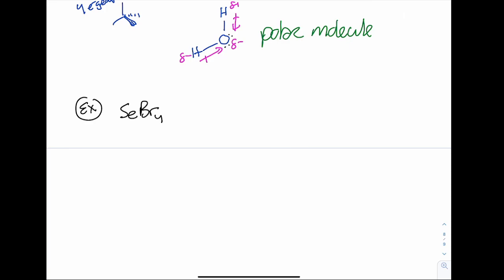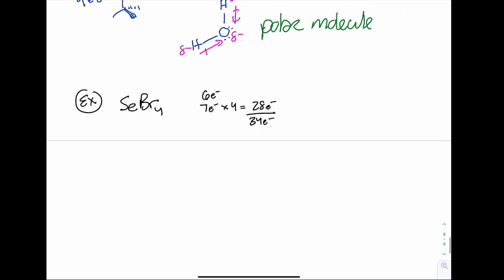Se is selenium. It's in group 6A, so that's how we're going to remember the number of valence electrons it has. Bromine is in 7A, so again, that's how we're going to remember it. Multiplied by 4 because there's 4 of them, so that's 28. 28 plus 6 is 34 electrons. I'm going to put selenium in the middle, and I'm going to bond it to my 4 bromines.